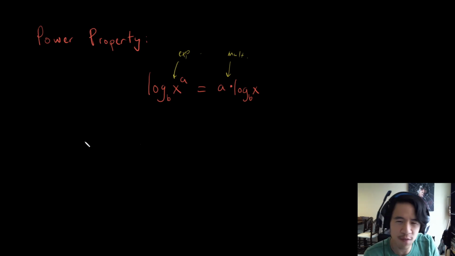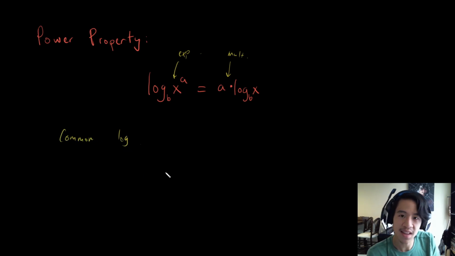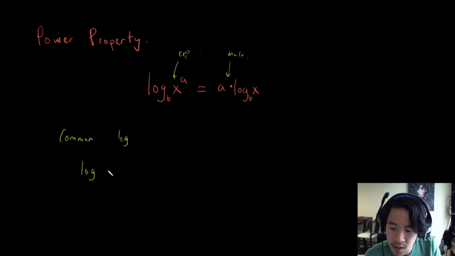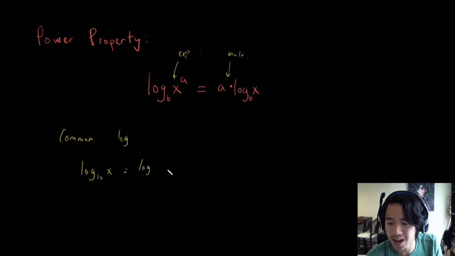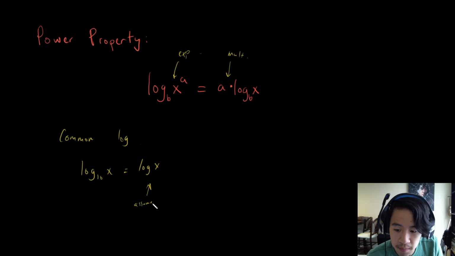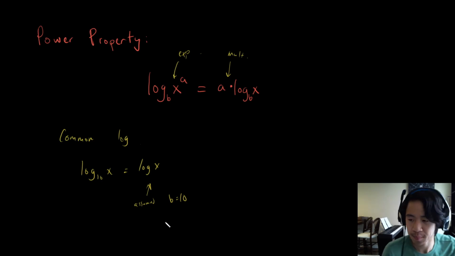The other thing is, I don't know if I formally addressed this, but maybe you figured it out. It's called the common log. That's just if you have a log base 10 of x. Base 10 is so common that people said, I don't want to write base 10 every time. So if you just see log of x, it's assumed that the base is 10. I just want to make that clear. So let's go ahead and look at a couple problems.